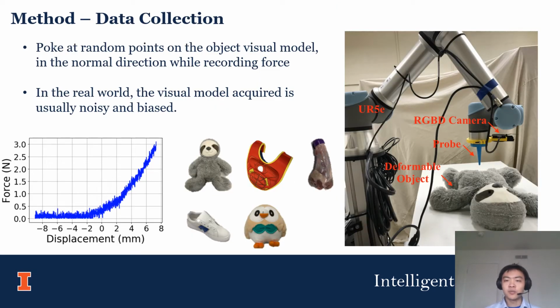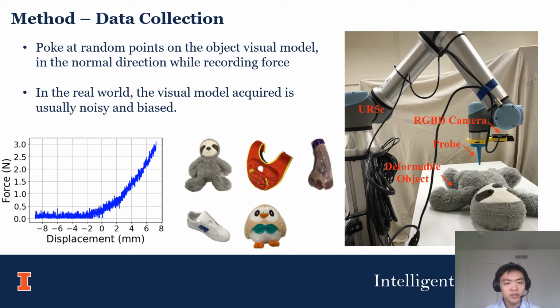During data collection, we use a UR5 arm combined with an RGB camera and a point probe. We take a 3D picture of the object, and poke at a few random points on the object in the normal direction, calculated using the point cloud.